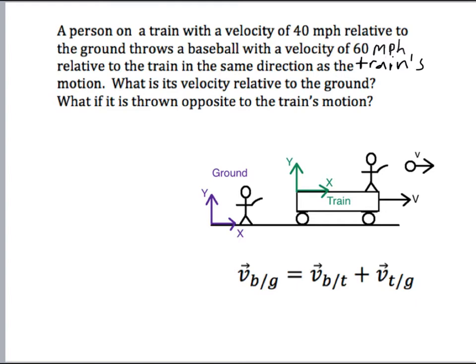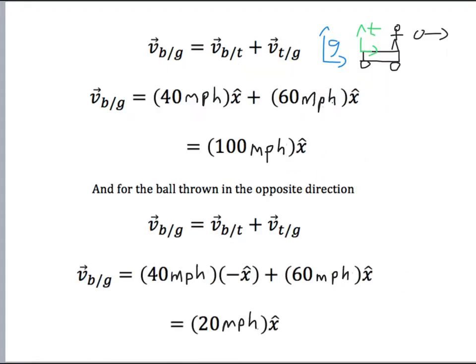So this is the question, and we have our working equation that we talked about in the previous slide. We know that the velocity of the ball, which is what we're looking for, is simply going to be the velocity of the ball relative to the train, that's relative to this green coordinate system here, plus the velocity of the train relative to the ground. Okay, so we have this equation that we saw in the previous screen. This is the velocity of the ball relative to the ground, is the velocity of the ball relative to the train, plus the velocity of the train relative to the ground.